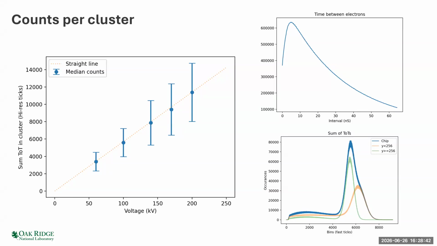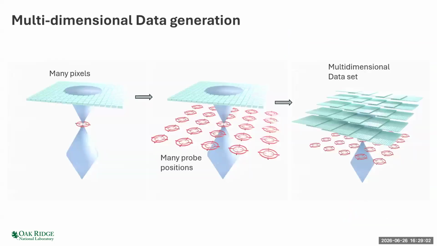So this, in the top right, is actually a histogram of the time between electrons. And what you can see is that when you're doing your electron microscope experiment, you're really firing electrons through your sample every few nanoseconds. And it's kind of an interesting way to conceptualize electron microscopes. So, okay, we're doing this, it's multidimensional data generation.